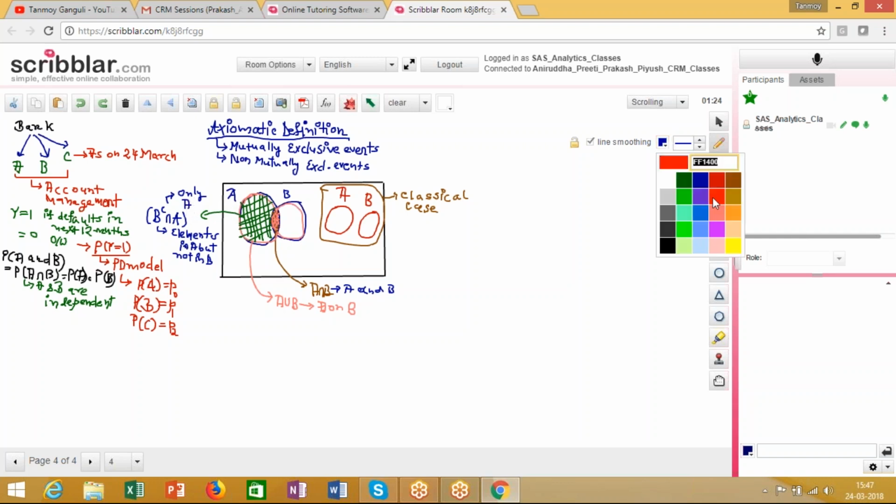Similarly, if you look into this part, only B, this part is nothing but B intersection A complement, right? Or as we can call it, only B.